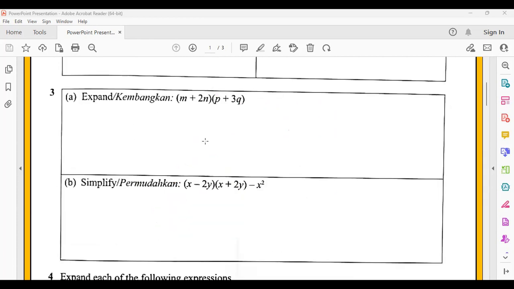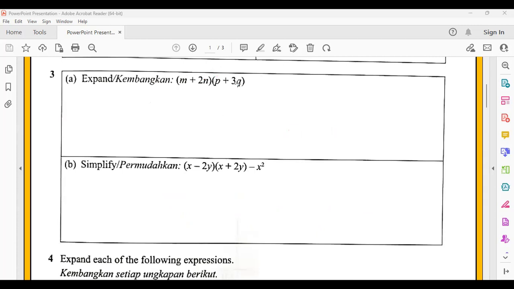Okay? All right. Now, simplify this. You see, there's an extra minus x squared at the back, which you need to pay attention to. So do the bracket first, but don't forget this fella at the back. To do the bracket, again, draw your arrows to help you: x with x, x with 2y, then negative 2y with x and negative 2y with positive 2y. Do you understand?